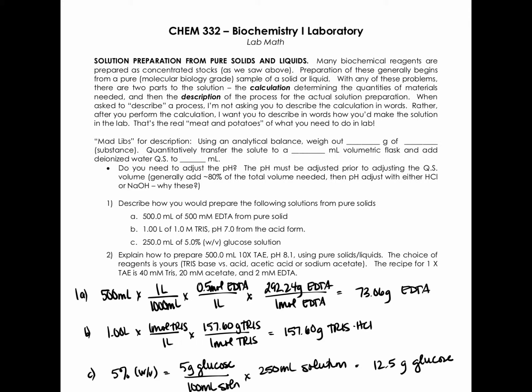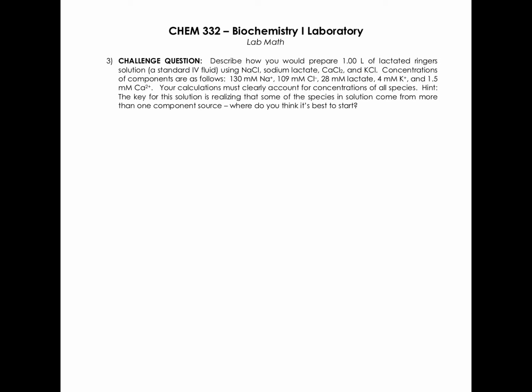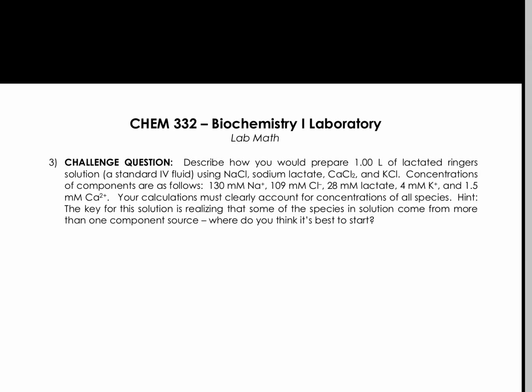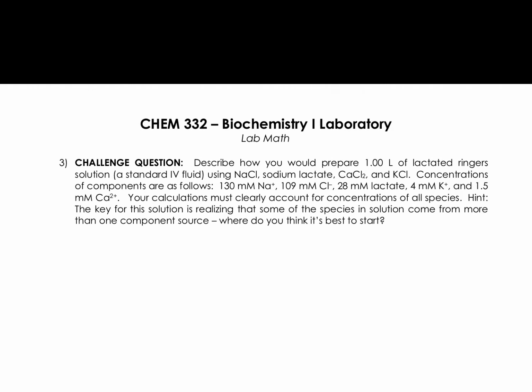Problem 2 has us begin thinking about multi-component buffers, or multi-component solutions, if you will. In this case, we've got 3 components, but it's still relatively straightforward, as each component only contributes 1 species to solution. How our challenge problem becomes challenging is that we are not only comparing a multi-component solution, but the trick to this is realizing that some of the components actually come from multiple sources. So to go through and highlight some aspects to this.